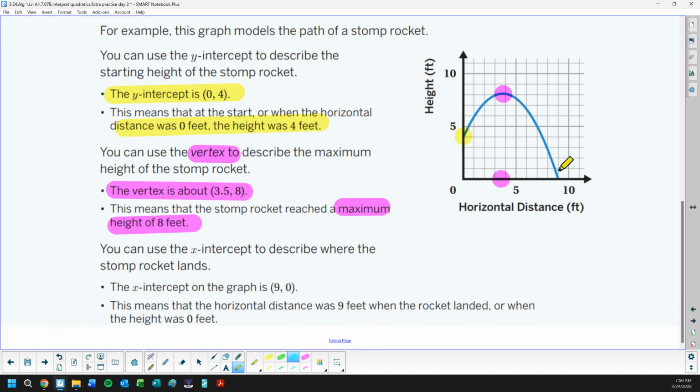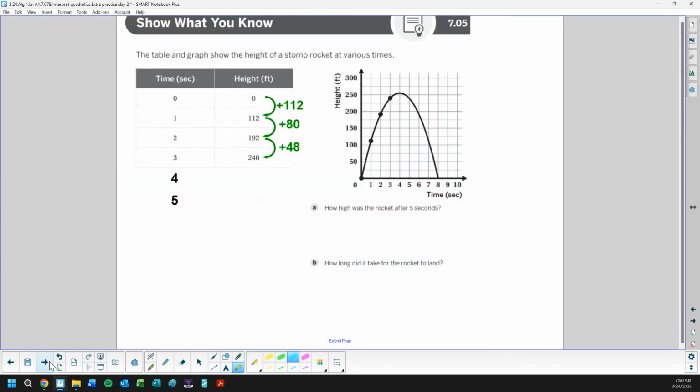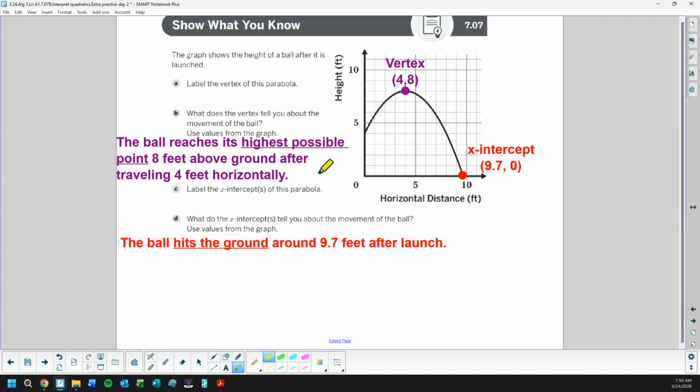One other key feature that we're constantly looking for is any x-intercept or intercepts. In this case, we have a single x-intercept at 9, and what does that mean? Well, it hits the ground, or is 0 feet high, after it travels a horizontal distance of 9 feet. It lands, it hits the ground, whatever the case might be. Keep those key features in mind, ladies and gents, and also remember to include those numbers when describing the features. So for instance, when talking about the vertex, yes, it will reach the highest possible point, a maximum height of 8 feet above ground, but don't forget to mention the other number, that's after traveling 4 feet horizontally.